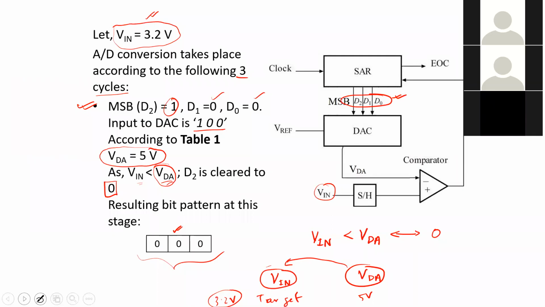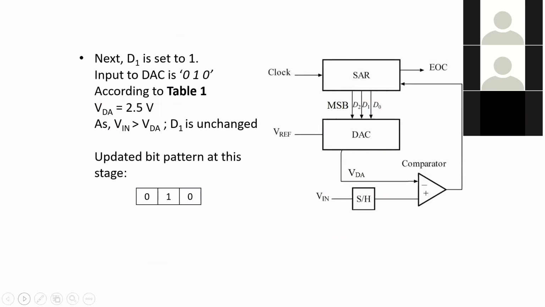So similarly for the other 2 bits, the same technique is going to be followed by the SAR, that it has now already decided what should be the status of the MSB. Now to check or take decision about the next possible bit, it is going to set the next possible bit equal to 1. After setting the next possible bit equal to 1, this is the bit pattern that is going to be working as an input for the DAC.